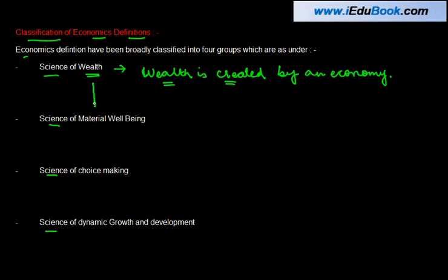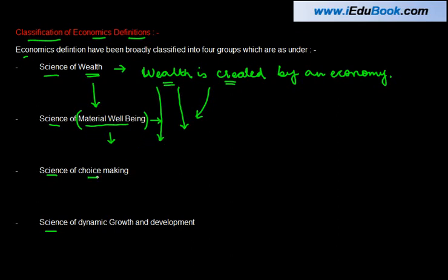The second round of definitions which came in treated economics as a science of material well-being. So it said, okay, we agree that wealth creation is an important aspect in any economy, but equally important is the material well-being of the people. What is the use of wealth created by an economy if it cannot be used for the well-being of their own people? So the thrust, in addition to creation of wealth, was also on the well-being of people, as to how this wealth is used for well-being of the people.